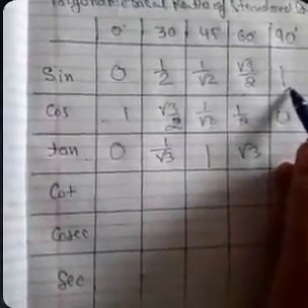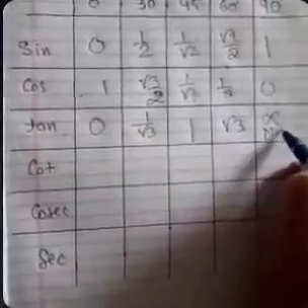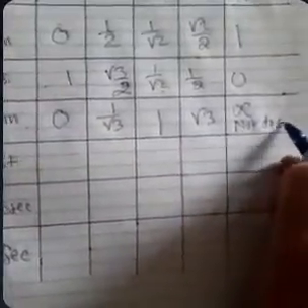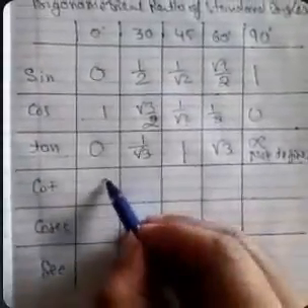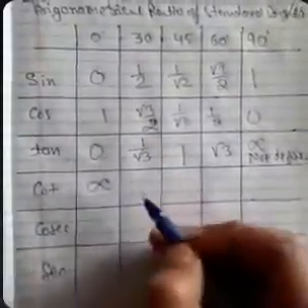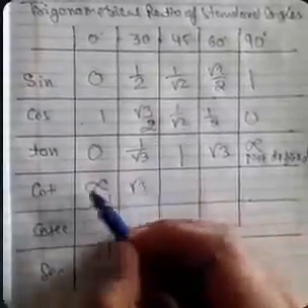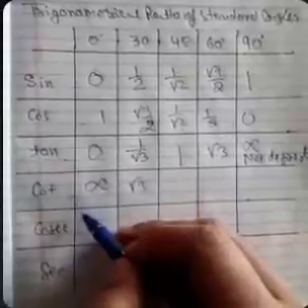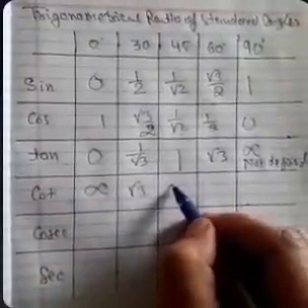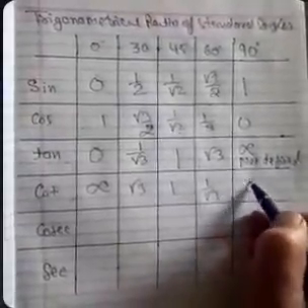Here is 1 upon 0. Any number upon 0 is called infinity, or also called not defined. Okay, children, look at here. Cot 0 degree is not defined. The reciprocal of 1 upon root 3 is root 3, because tan and cot are reciprocals of each other. Here root 3, 1 upon root 3, and this is 0.